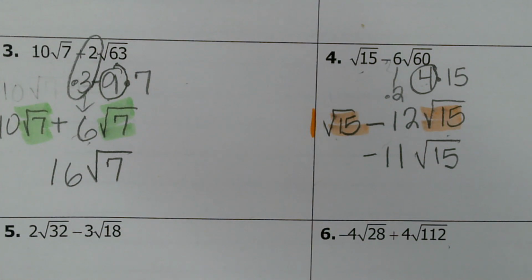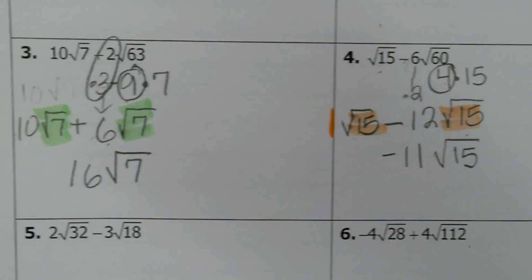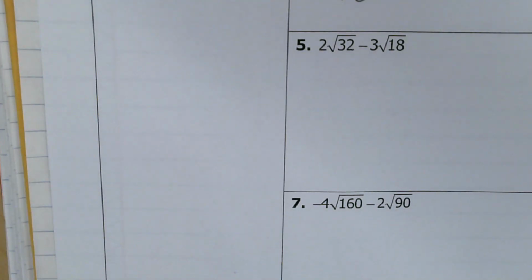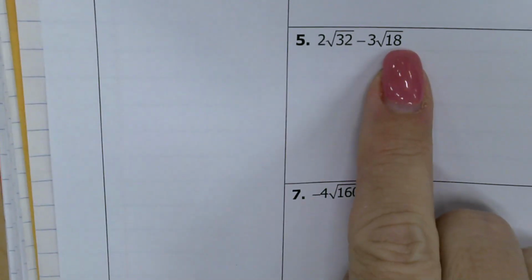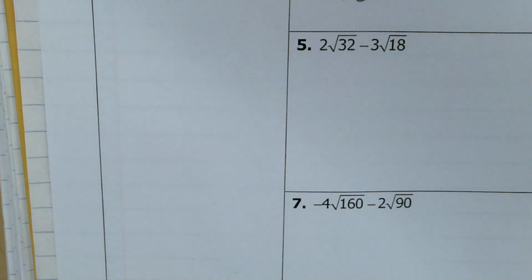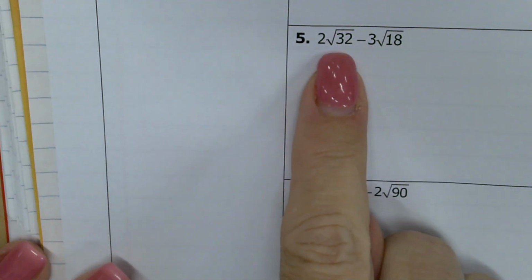All right, any questions so far? No. Okay, so what happens? Look at number 5. So now, this time, both of my terms can be simplified. So I've got to simplify both terms, and then I can add or subtract if I need to. All right, so let's simplify 32.